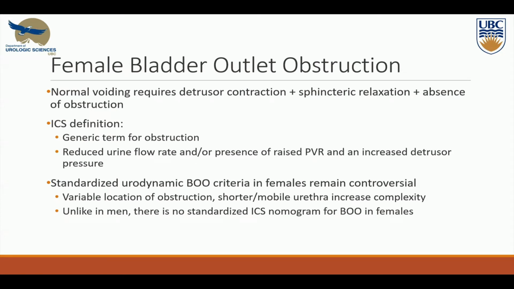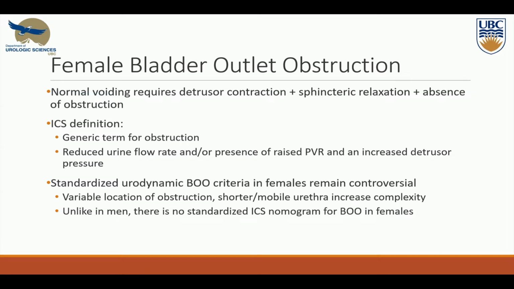So essentially, normal voiding is a coordinated process. It requires detrusor contraction, sphincteric relaxation, and also absence of obstruction. In terms of the actual definition of bladder outlet obstruction though, it is a very generic term. The ICS defines it as any reduced urine flow rate and/or the presence of a raised PVR and increased detrusor pressure. The one thing is there is no real standardized urodynamic criteria for these females with outlet obstruction.